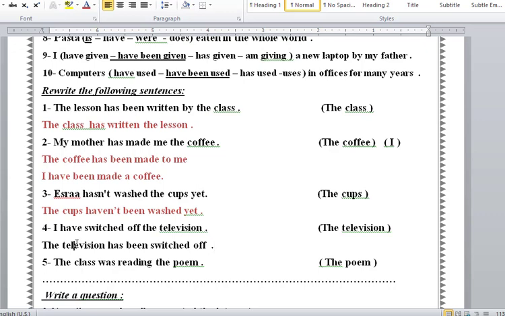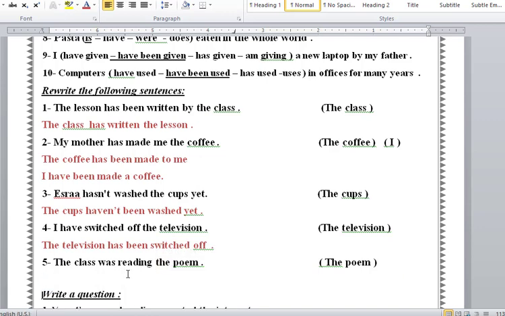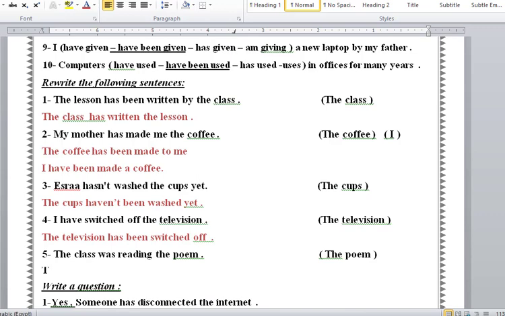And here we have the last sentence. The class was reading the poem. This is the sentence in the active past continuous. We will turn it into the passive continuous. So it will be the poem. Start with the object, was being read by the class or without by the class. So here we are. Here we have finished answering our sheet.